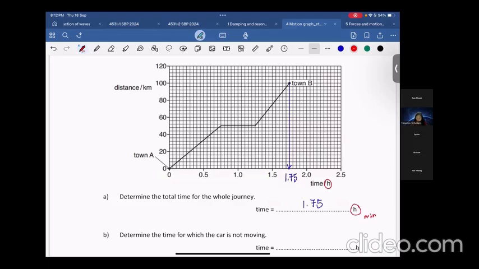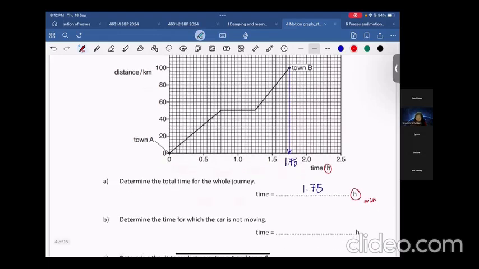Okay, so determine the time for which the car is not moving. How long is the car actually not moving, right dear? Correct. Okay, how about others? Are you guys with me? Because only one student answered me. How about others? What is the time?